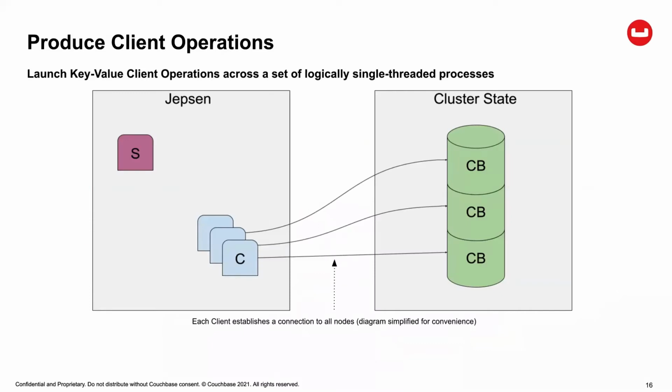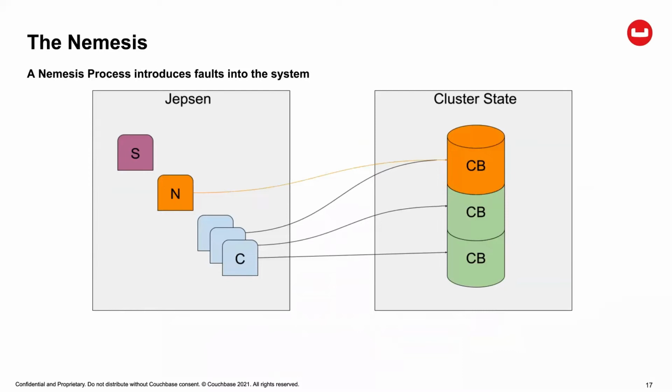Jepsen generates a highly concurrent workload and fires numerous randomized key-value client operations at Couchbase across a set of logically single-threaded processes involving multiple documents and nodes. Faults such as node failures are simultaneously introduced into the system via a special Nemesis client to disrupt normal operation of the distributed system.